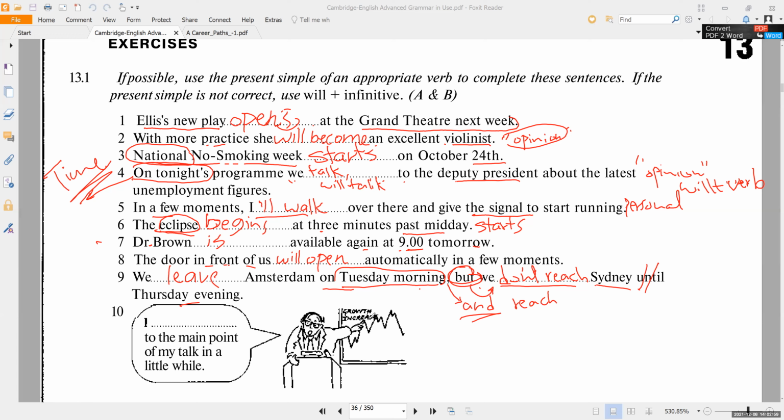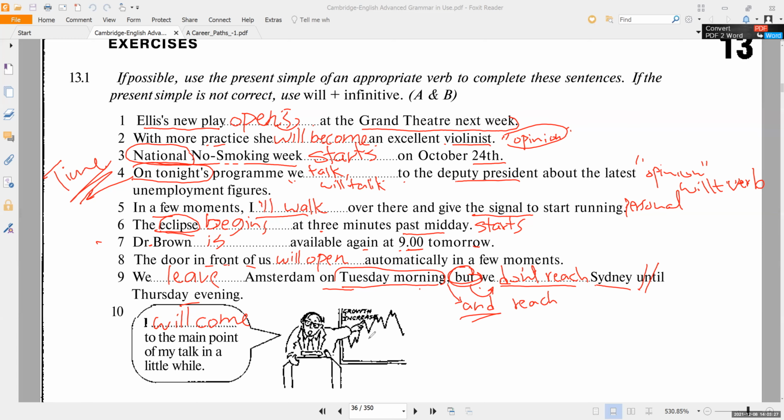Number 10: this is the professor. "I will come to the main point of my talk in a little while." He is talking about himself. I will come, I will talk, I will point to the main point. So: I will come to the main point of my talk in a little while.